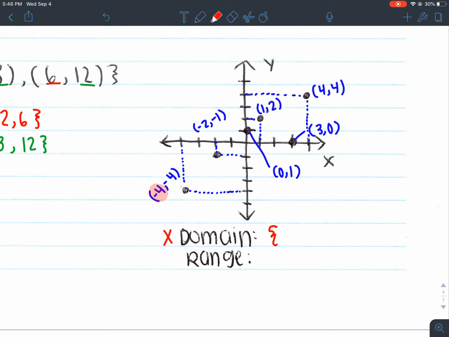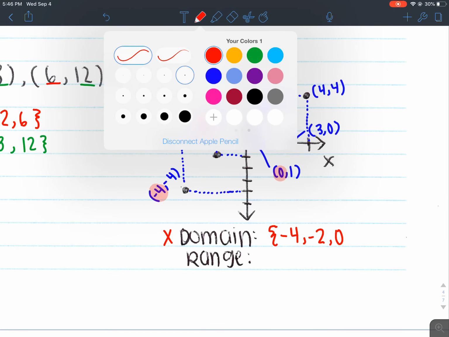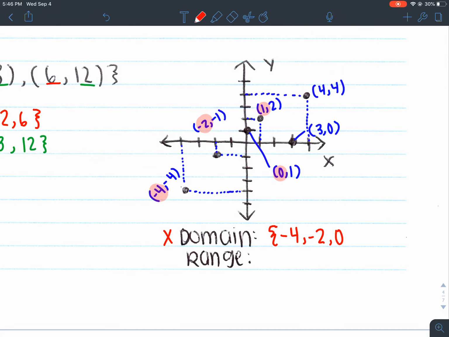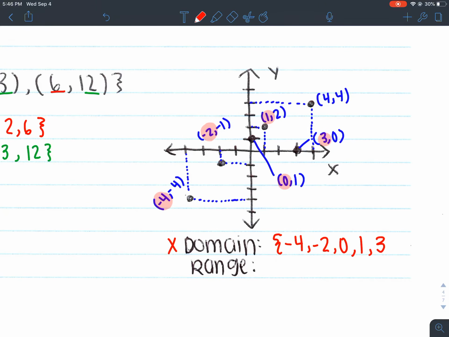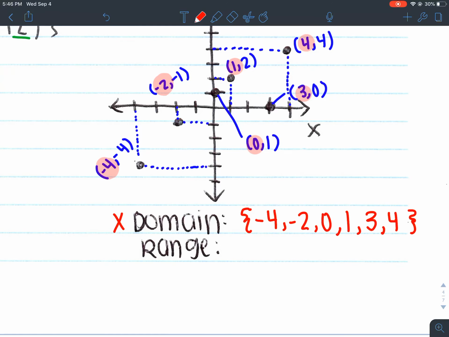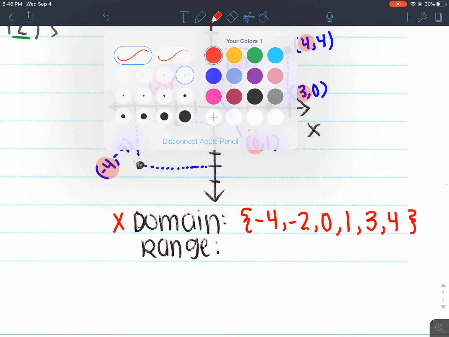So I have -4, I have -2, and it doesn't matter the order you're listing them in, but I just like to go left to right. Sometimes least to greatest also. I have 0, I have 1, I have 3, and then I have also 4. All right, so these are all of my possible x values. So they're all the x values that are listed there.